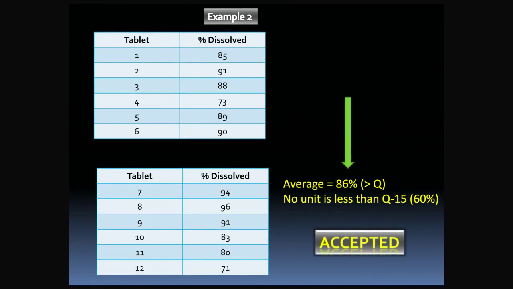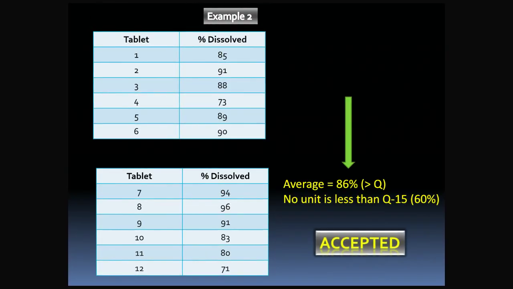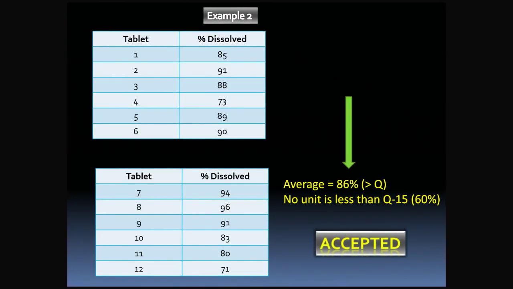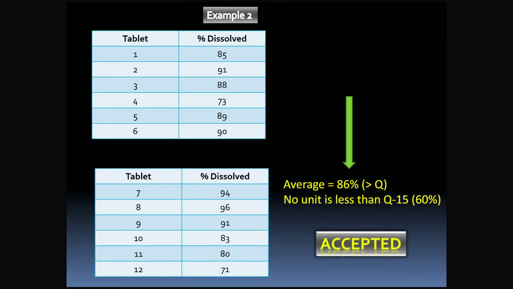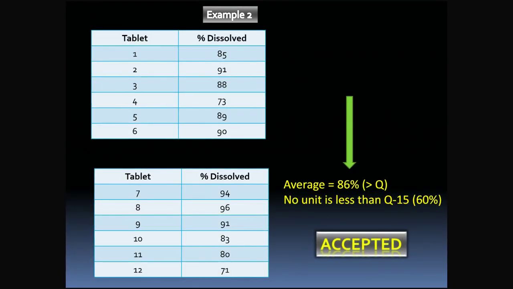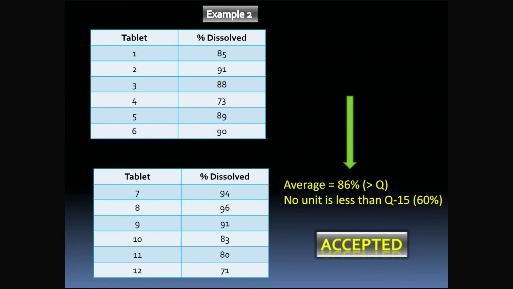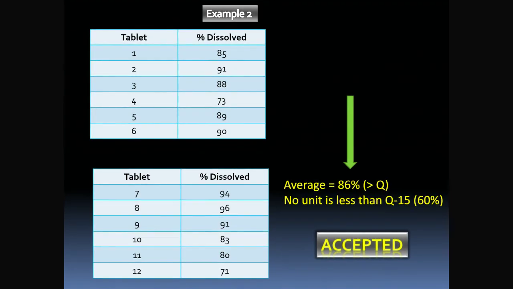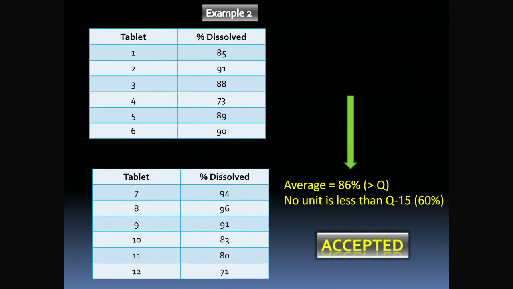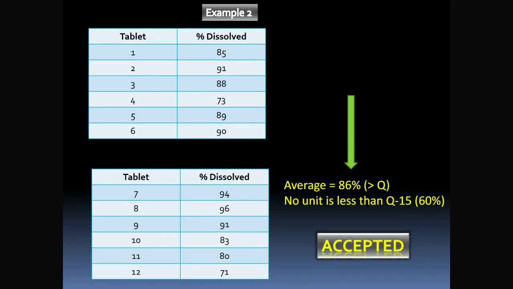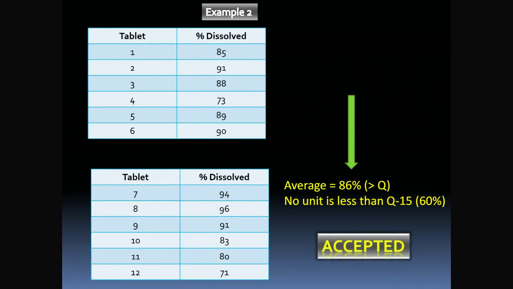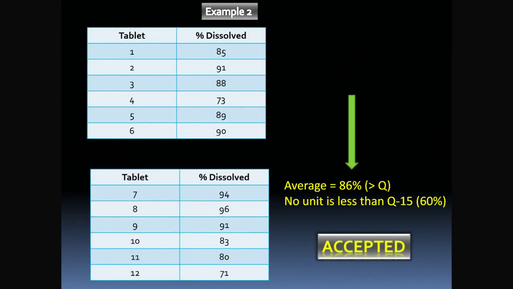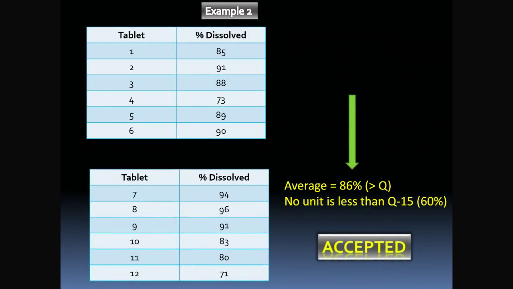In this secondary phase, we incorporate 6 additional units and calculate the mean for the entire 12-tablet pool to ensure it meets or exceeds the target Q value of 75%. While our cumulative average of 86% successfully clears that hurdle, we must verify that no individual unit falls below the absolute floor of Q-15, which mathematically equals 60%.